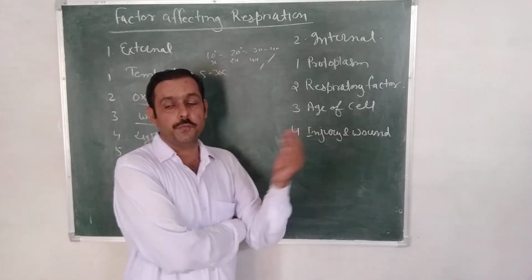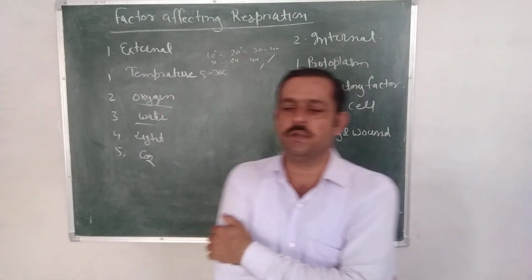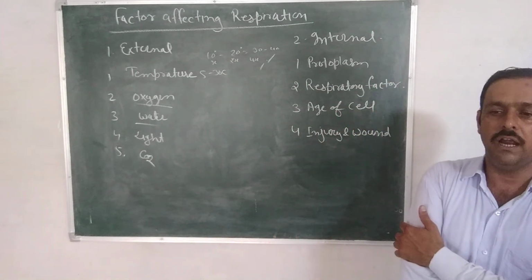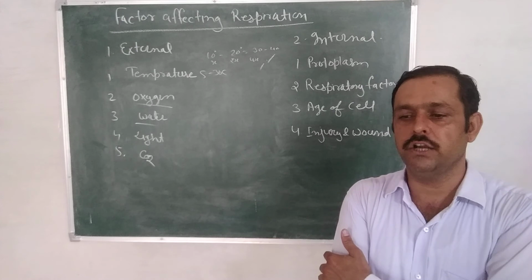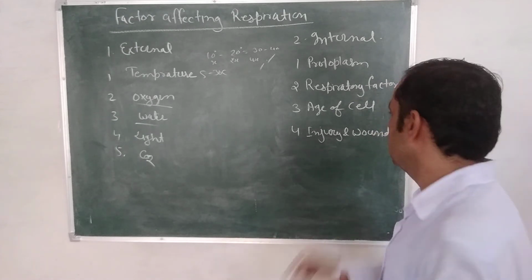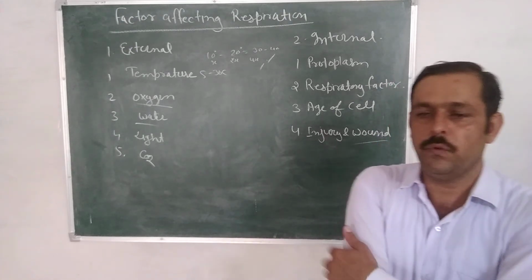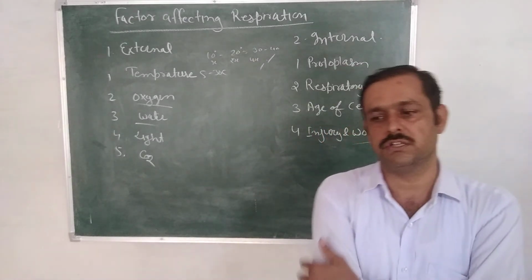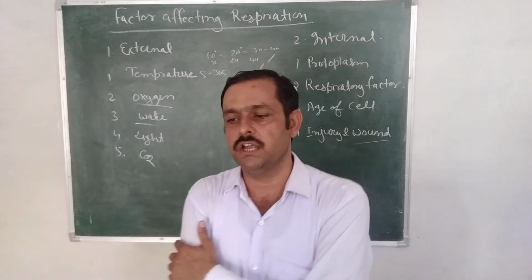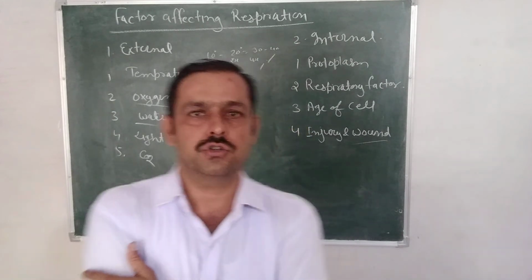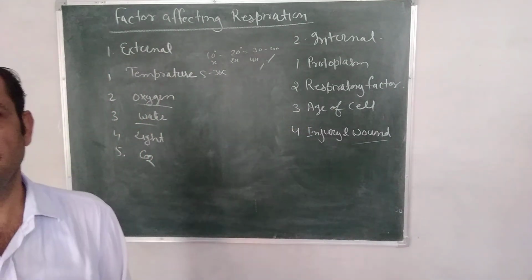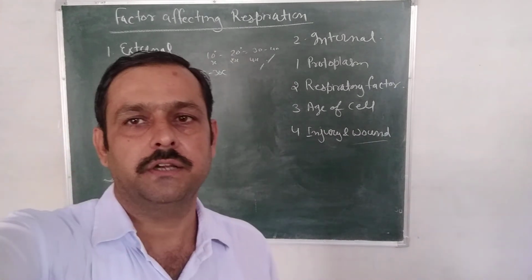Now, age of cell. As we know, the rate of respiration is high in young cells, and in adult and old cells the rate of respiration is less. Last, injury and wound. If any cell gets injury or wound, the rate of respiration is increased in injured and damaged tissue. So these are the internal factors affecting respiration.